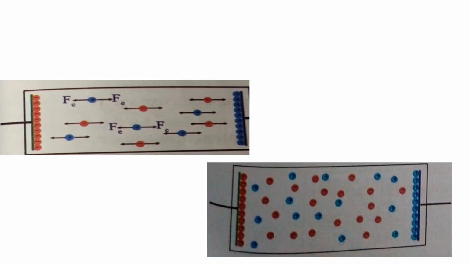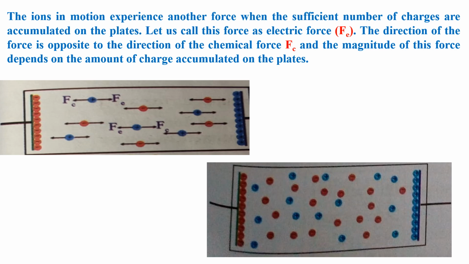Previously, I told you that negative charges are being formed here and positive charges are being formed here. Okay? Positive charges are called anodes, negative charges are called cathodes. Now, the ions in motion experience another force. When a sufficient number of ions are accumulated on the plates, let us call this force Fe. I told you I would explain Fe next. So, this Fe is nothing but the electric force. The direction of the force is opposite to the direction of the chemical force.